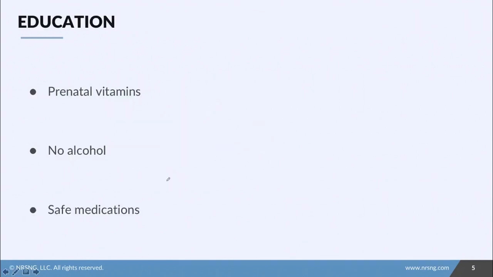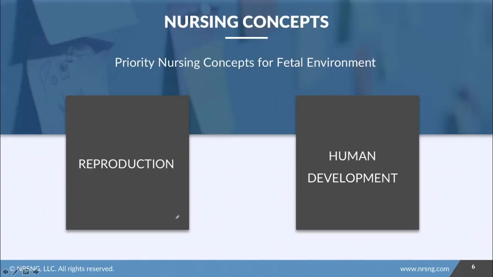Our education needs to revolve around ensuring that the patient's taking prenatal vitamins, that there's no drinking alcohol, there's no safe amount, as well as that the medications she takes are safe, even the prescription ones. It's also good to ensure that they have a list of safe over-the-counter medications that they can take at home while they're pregnant. Our nursing concepts for this patient are reproduction and human development, because reproduction has occurred and the environment is necessary for proper human development to occur.